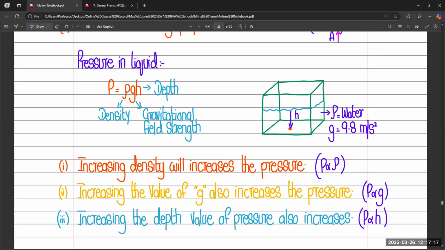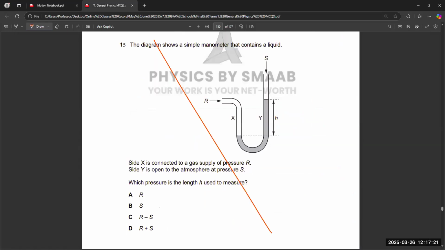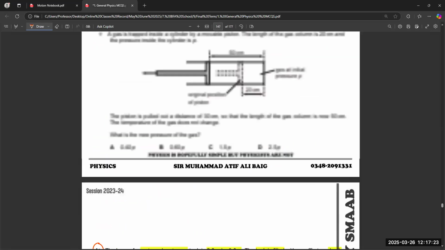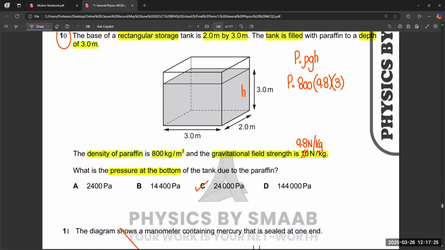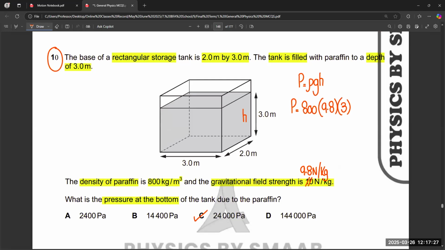Sir, can you switch back to question number 10? I didn't complete noting it down. This one. Yes, sir. Okay, sir, I'm noting it down. Okay.